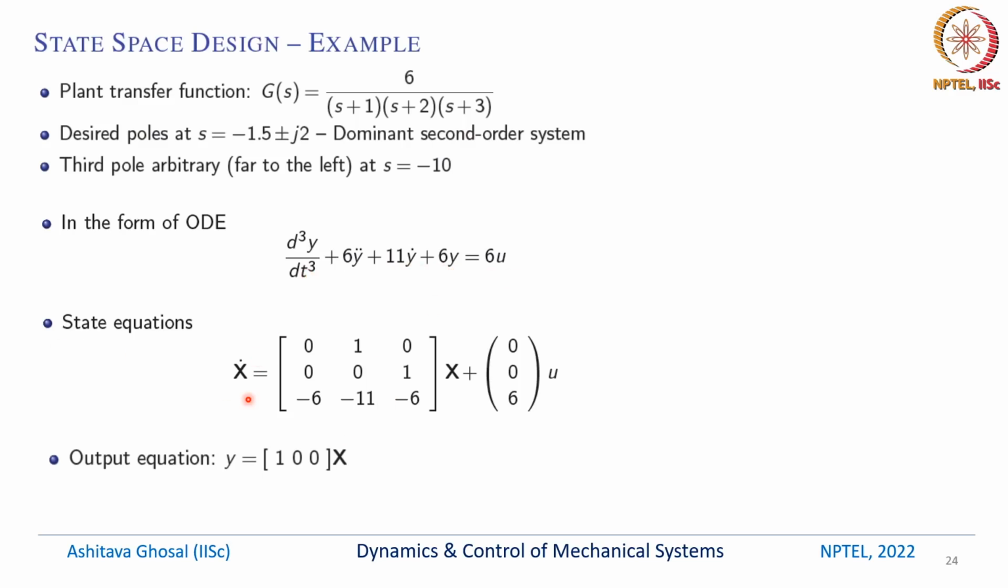In state equations, we can rewrite this as x dot equals the matrix [0, 1, 0; 0, 0, 1; minus 6, minus 11, minus 6] times x plus [0, 0, 6] times u. This we have seen earlier. And for the output equation, we will assume that we are only going to measure one of the states, x1.